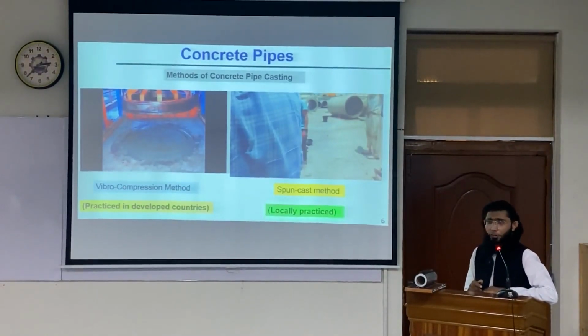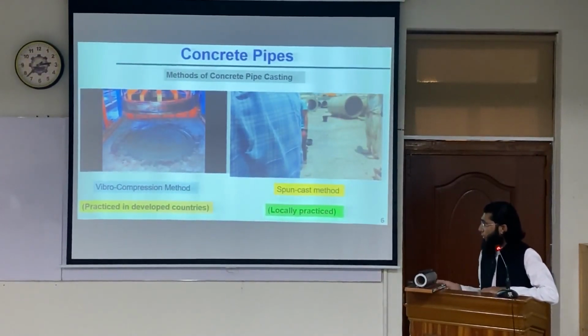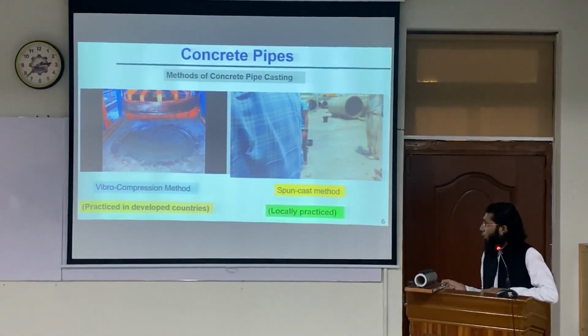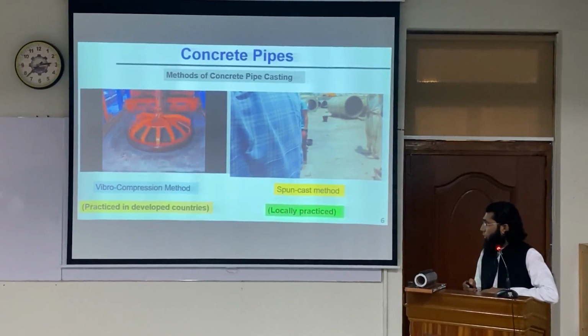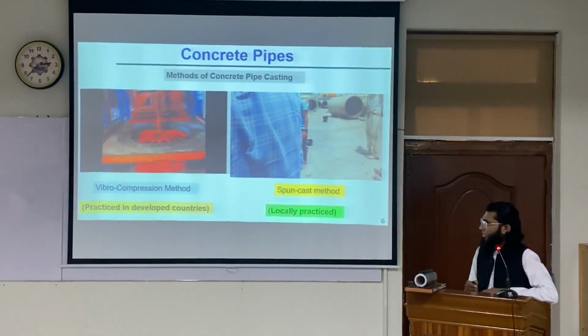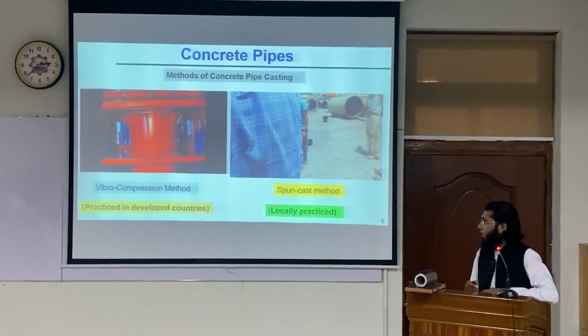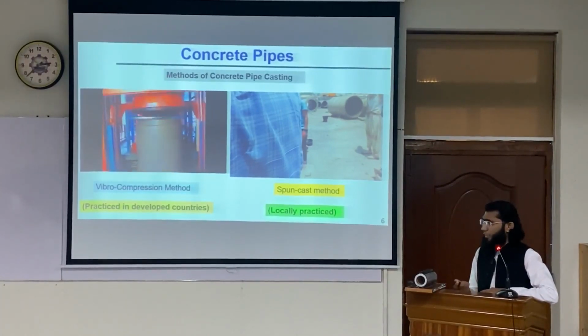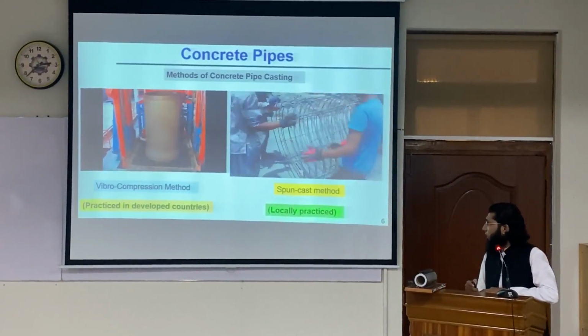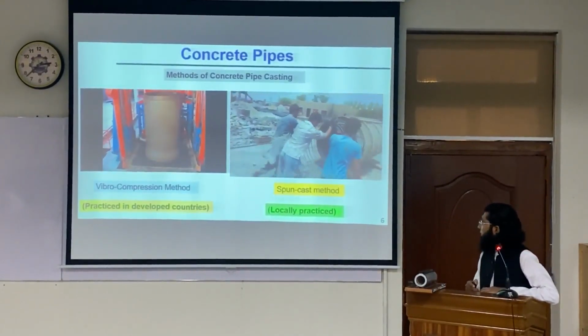Concrete pipes are manufactured mainly by 2 methods. One is the vibro compression method and the other is the spun cast method. The vibro compression method is usually practiced in developed countries. The compaction is achieved through intense vibrations in automatic plants, and the demolding can be done immediately. However, the locally practiced method is different.